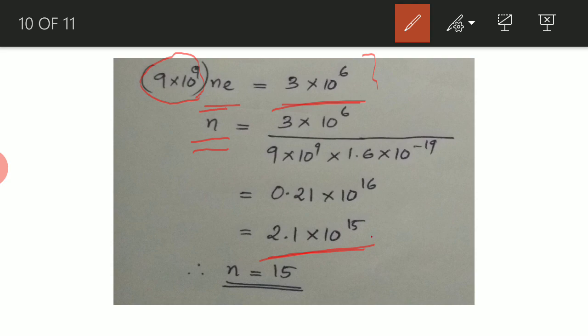The question asks to find the value of n, which is the power of 10, which is 15 in this case. I got the value 2.1 in this case. In the question it is given as 7. But solving like this we will be getting 2.1.